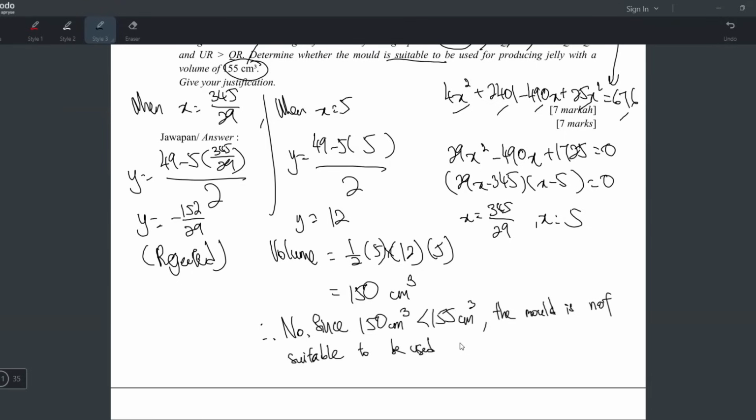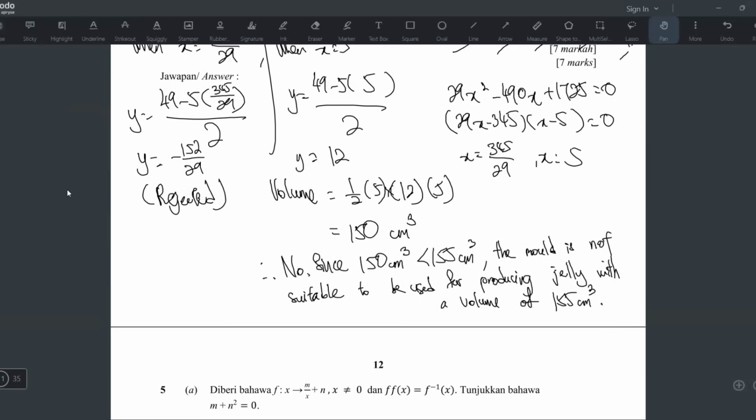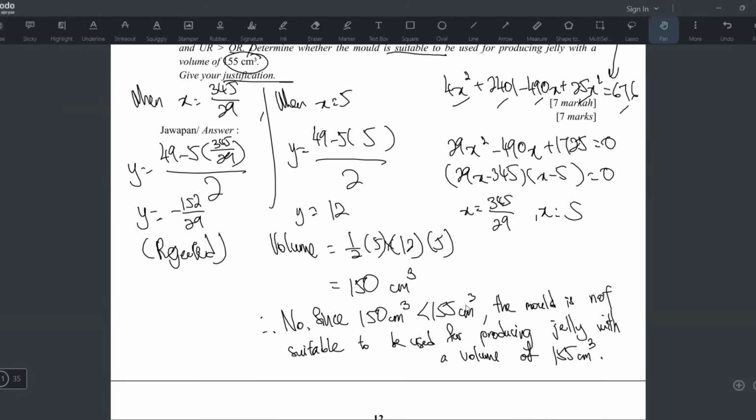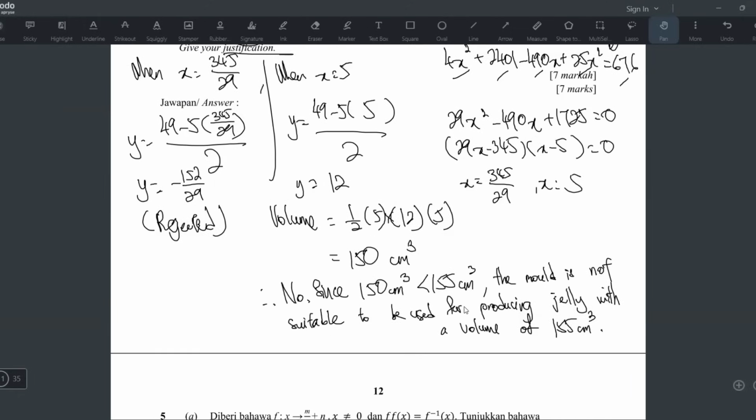Okay. So for questions that ask you to give a justification, give a reason, you do have to write one sentence like that. You can just easily write it. So this is how I would write it. Okay, so that's the answer. Okay, that's all.